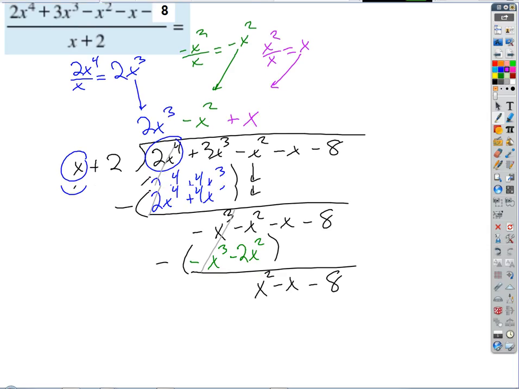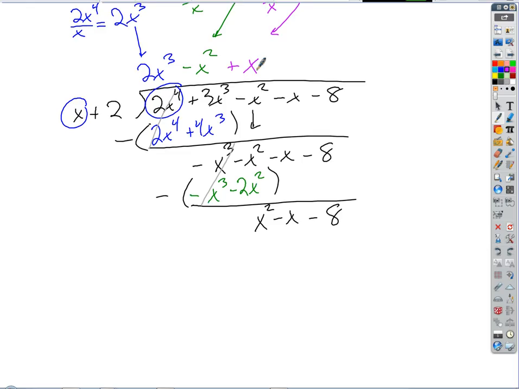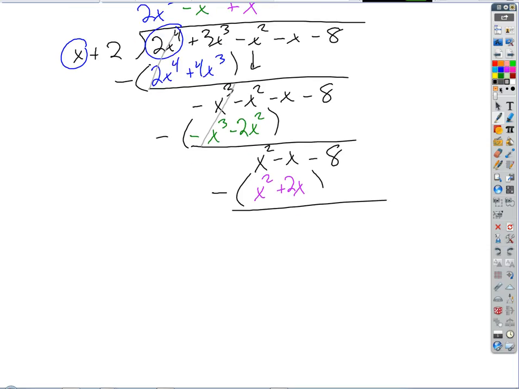Now we distribute again. So x times x gives me my x squared. X times 2 gives me my 2x. I'm going to subtract the whole thing. The x squareds cancel.